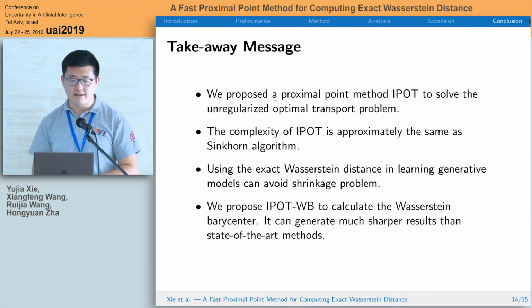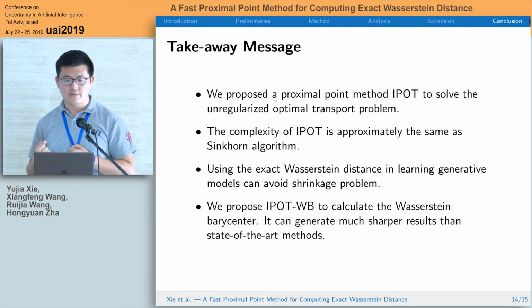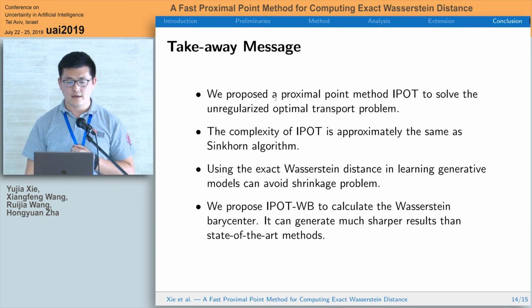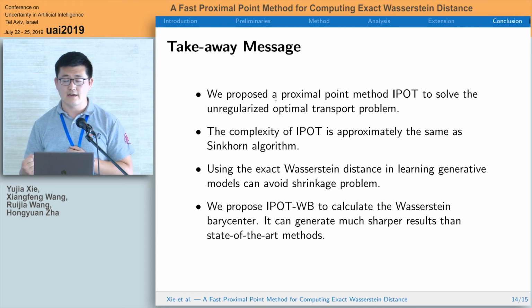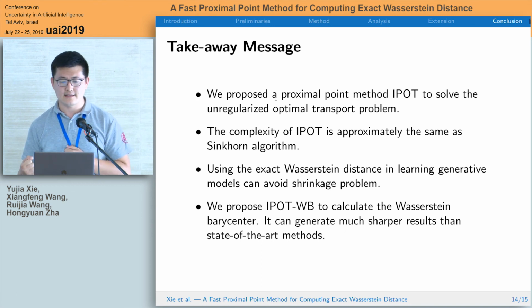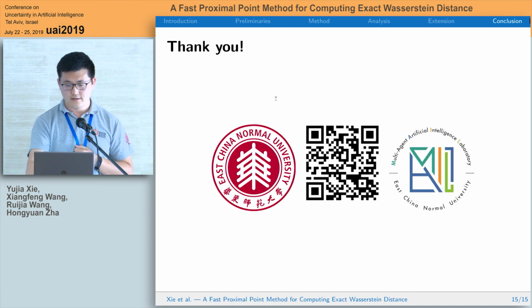Also, at last, some takeaway messages. We proposed a proximal point method, IPOT, to solve the unregularized optimal transport problem, the original one. The complexity of IPOT is approximately the same as the popularly used Sinkhorn algorithm. Using the exact Wasserstein distance in learning generative models can avoid the shrinkage problem. We propose IPOT WB to calculate the Wasserstein Barycenter. It can generate much sharper results than the state-of-the-art methods. Okay, thank you.